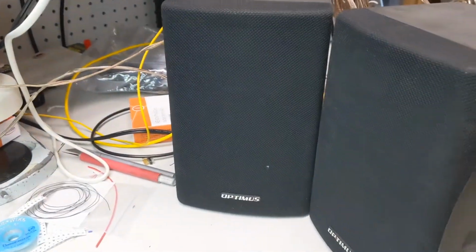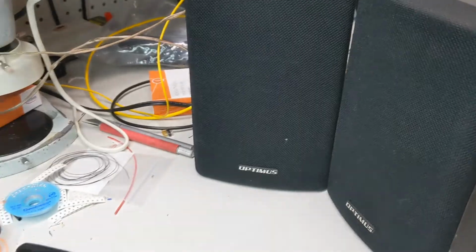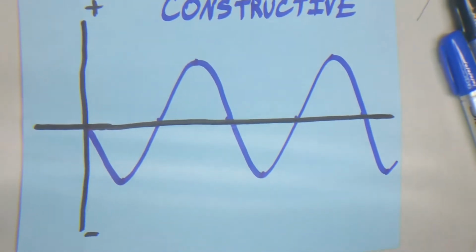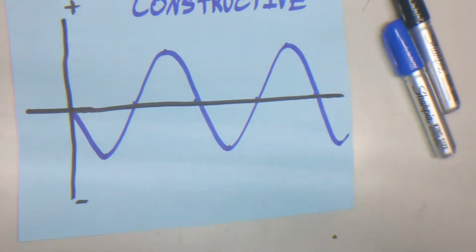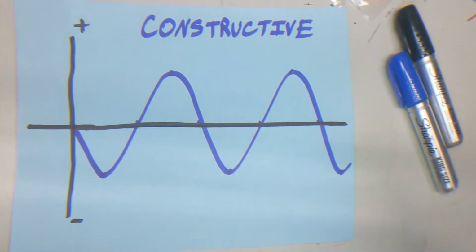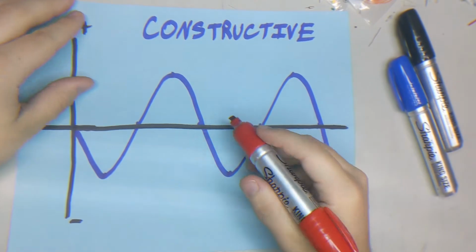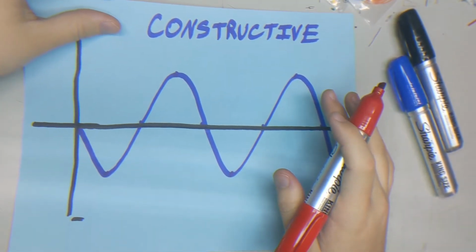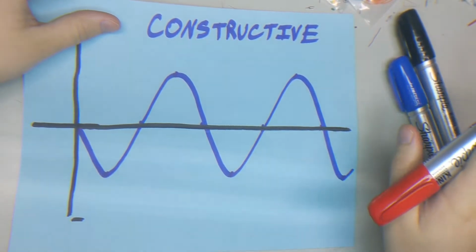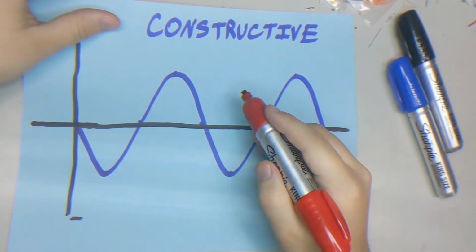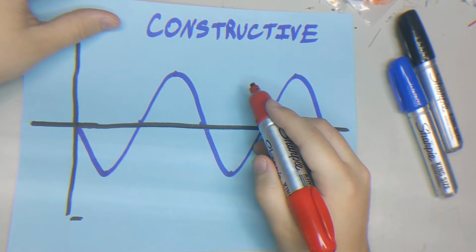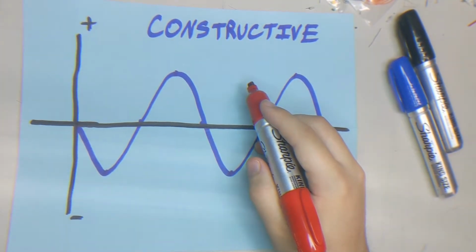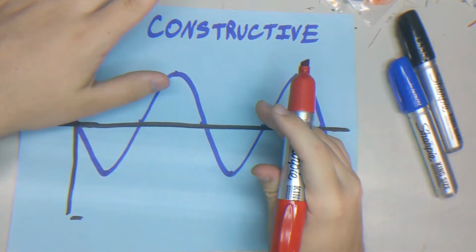So first, let me talk about constructive interference before I do the demonstration. Let's say we're playing the same wave through both of these speakers. We start by playing it through one, and then we turn the other speaker on, playing the exact same wave in the exact same phase, so it's not phase shifted.